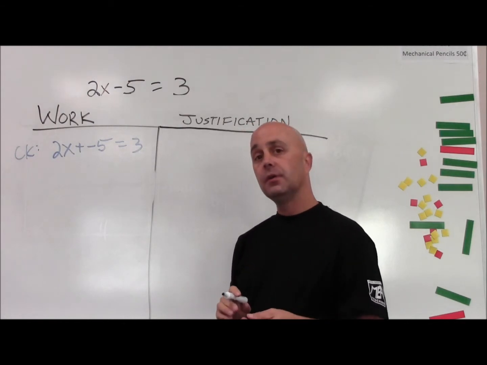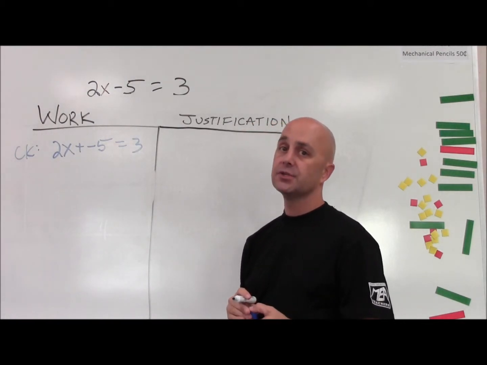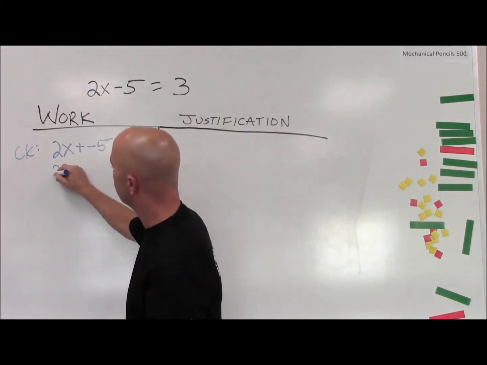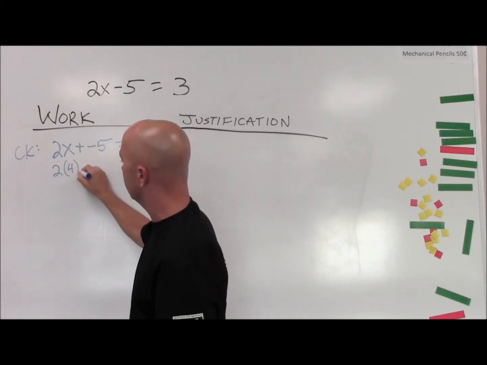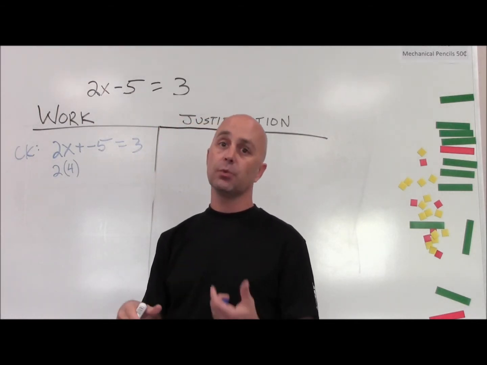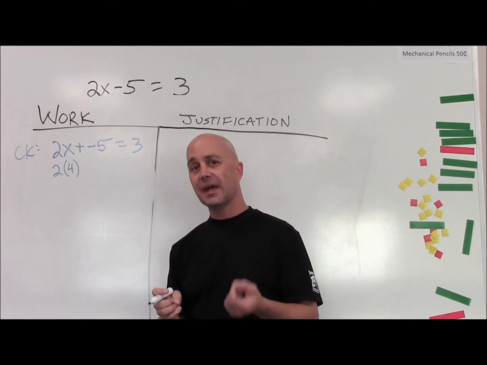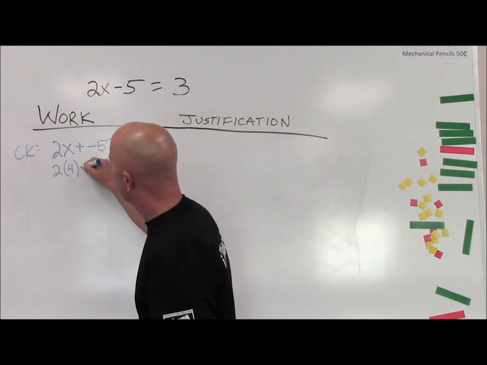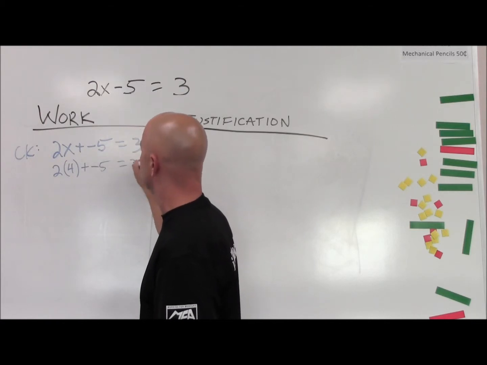And then what I'm going to do is plug in the value that I think is true for x. So where I see x, I'm going to put a 4. So I'd write that as 2 times 4. And I can use parentheses to signify multiplication, or I can use a raised dot. I don't want to use an x for multiplication anymore because we have an x for a variable. And then I'm going to put plus negative 5 equals 3.